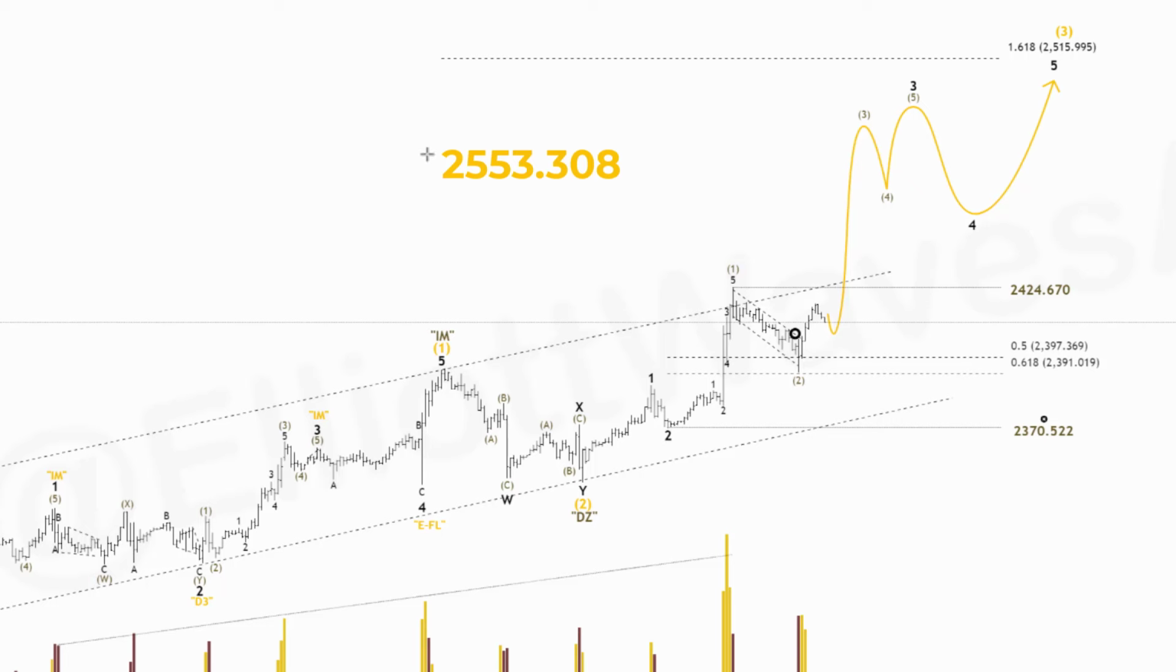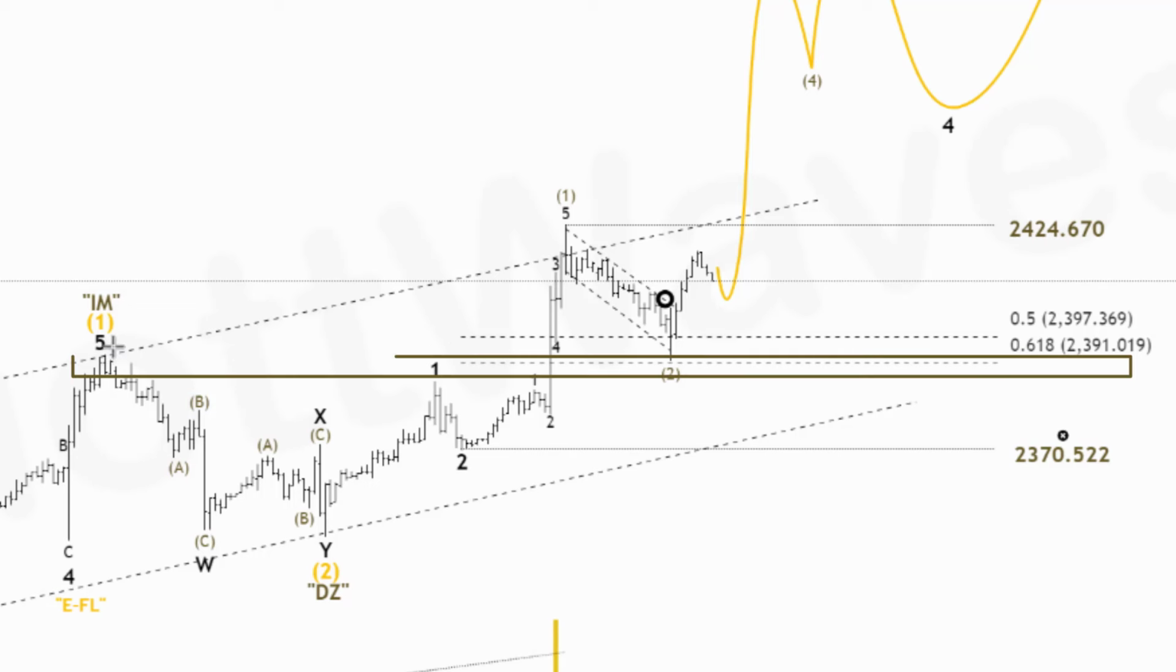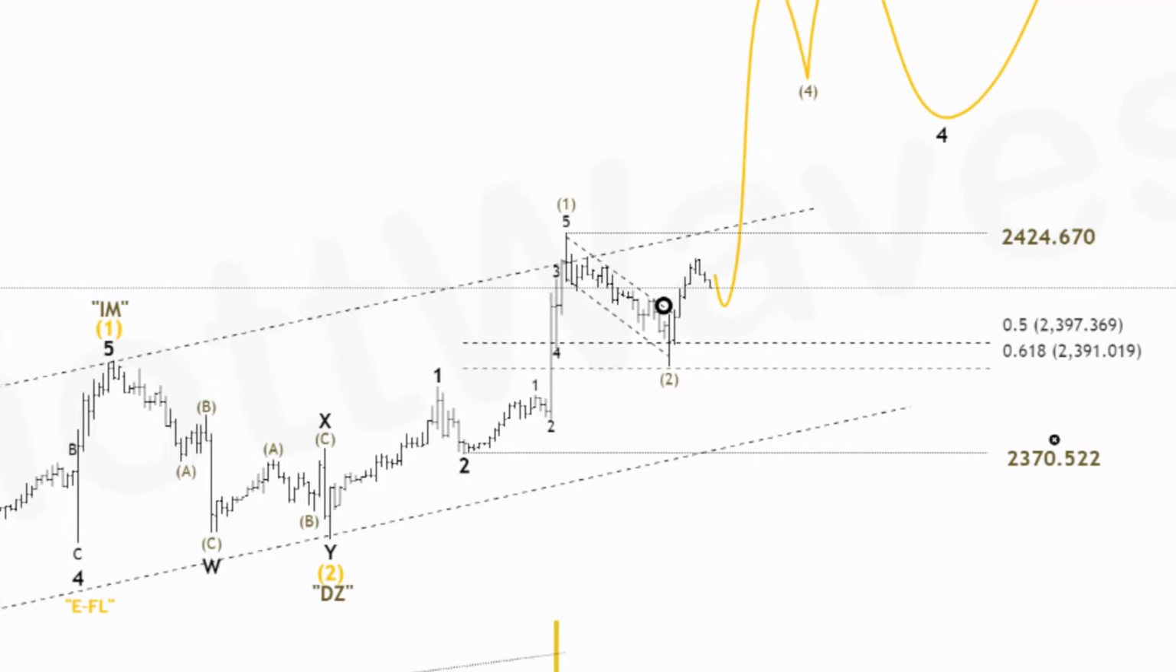2,553. According to this count, wave 2 ended as a double zigzag. Then we made wave 1, 2, then 1, 2 structure. Wave 2 of wave 3 got to the area between 50 to 61.8 of wave 1, which is a typical retracement for wave 2. Classically, it visited the support level that has been formed through the peak of wave 1, and then we saw a bounce, which can be the beginning of wave 3.